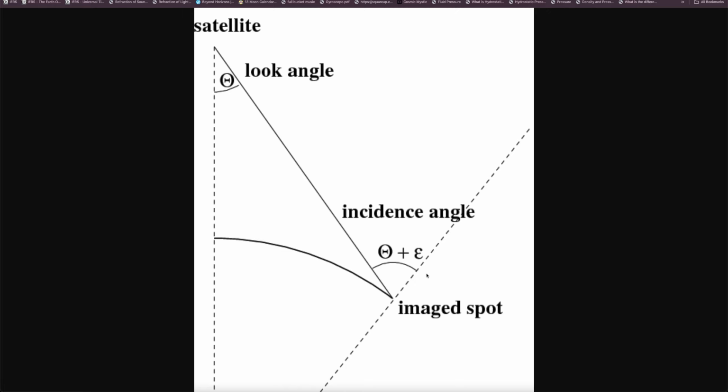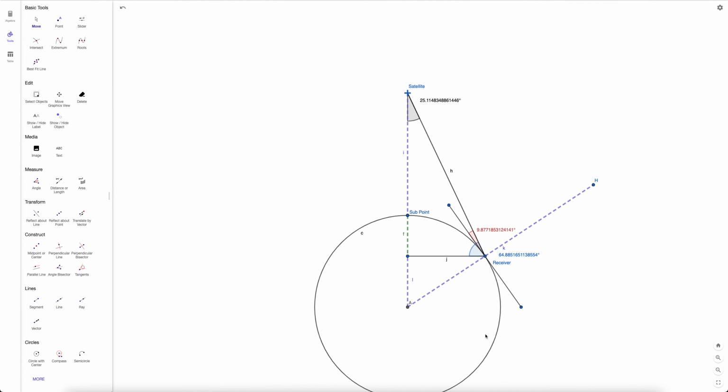But that makes these angles pointless because you can't figure them out. The receiver can't figure out any of this because it's going to be using a tangent at this point. Now, to show all this, I'll show you what I'm talking about, and I'll go back to here.